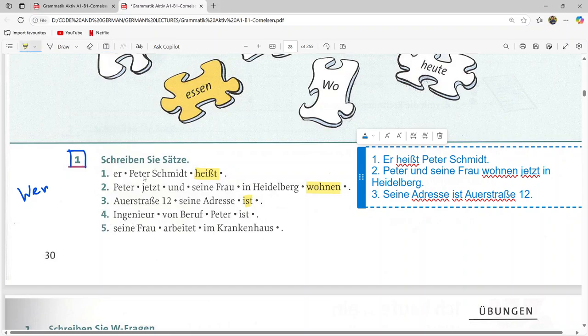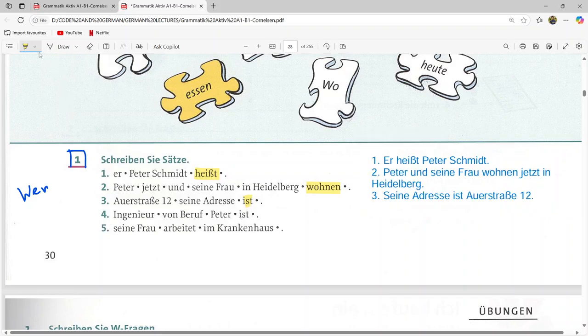Fourth one, try to find the verb. Ingenieur, no. Von Beruf, no. Peter, no. Ist. Ist is the verb. So who is an engineer by profession? Peter. So let us write the sentences. Number 4. Peter ist Ingenieur von Beruf.